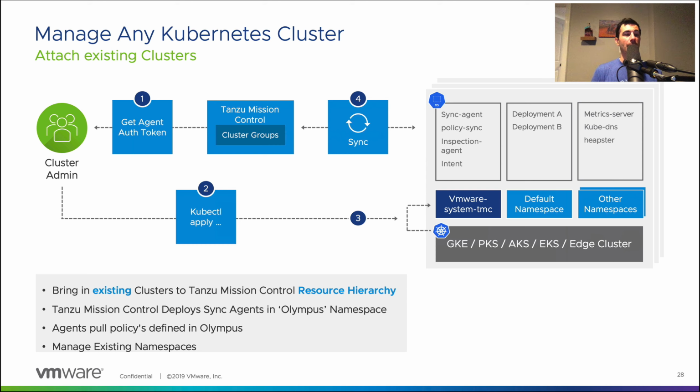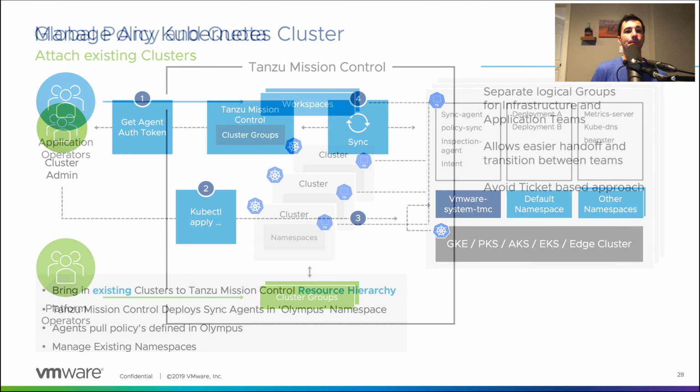And what it's going to do is apply a new set of custom resource definitions into the cluster. And as you can see here on the slide, it's going to install a few different agents. Once it does that, it's going to start syncing and sending information to my TMC instance. So I can now start bringing in all my clusters and really looking at all these different types of resources. And I can really start managing all the namespaces across all the clusters as well.